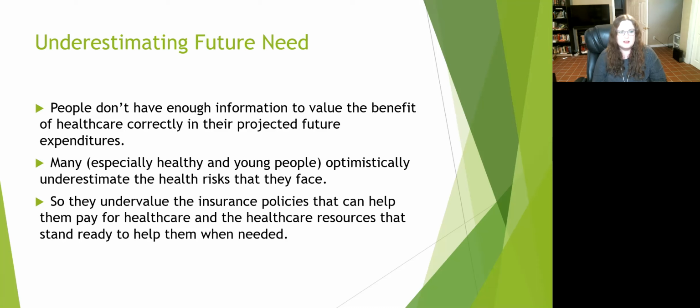So many, especially young and healthy people, tend to be very, very optimistic, and they tend to think that the health risks that they face are very minimal. So they tend to undervalue the insurance policies. And when they undervalue the insurance policies, then this means that the demand is going to be less than what the socially optimal demand would be. The socially optimal demand would actually be much higher than what private demand is.